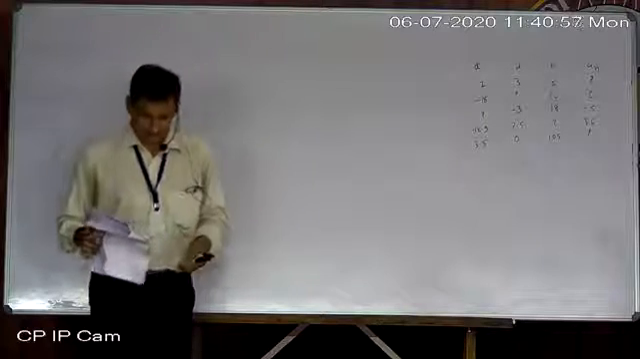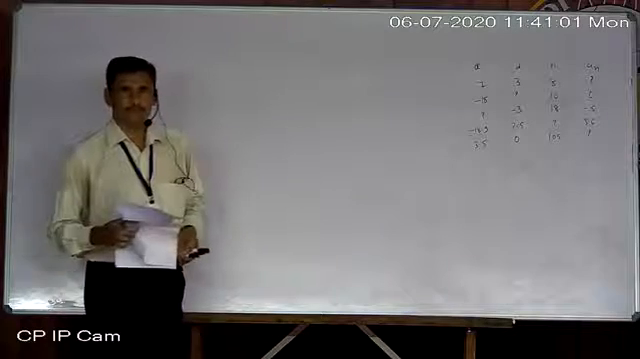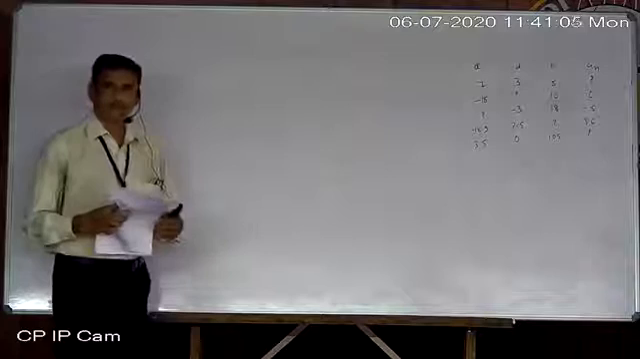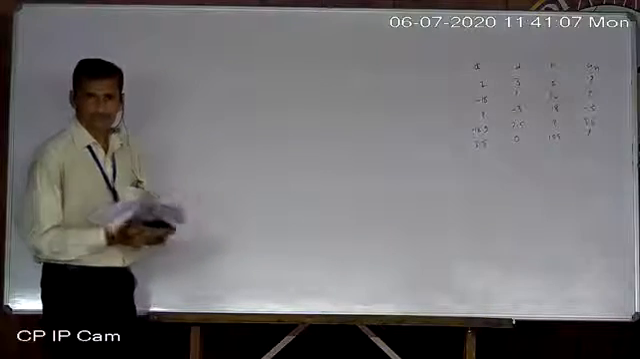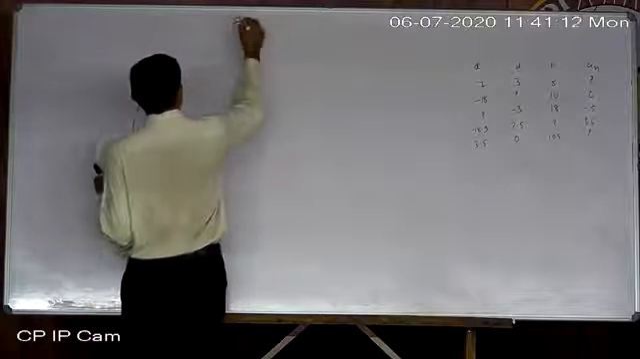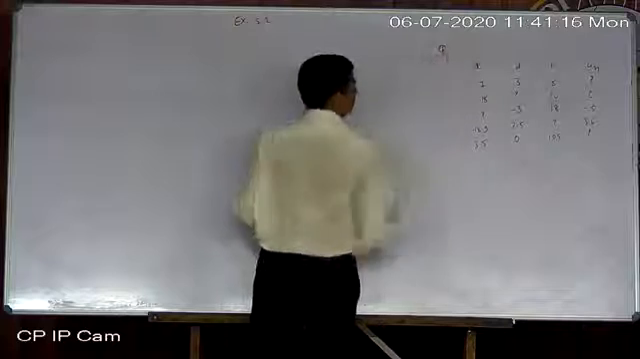Now, we already completed exercise 5.1, basic of arithmetic progression. Next is exercise number 5.2. In 5.2, the first question is given in a table. This is question number 1.